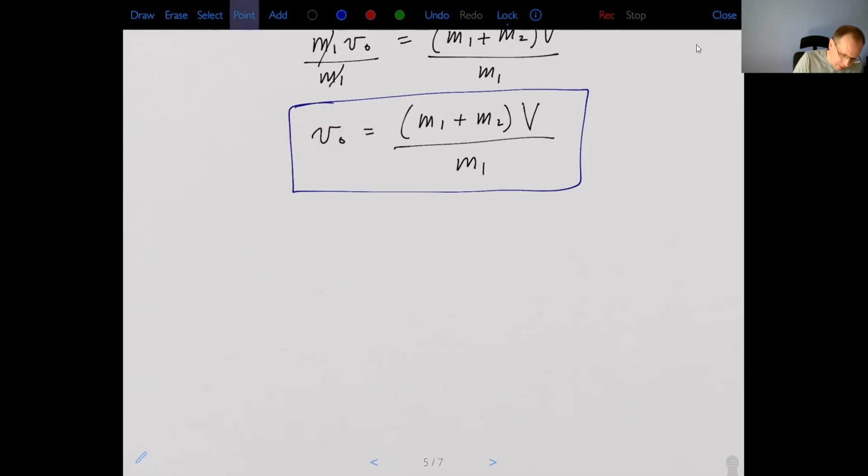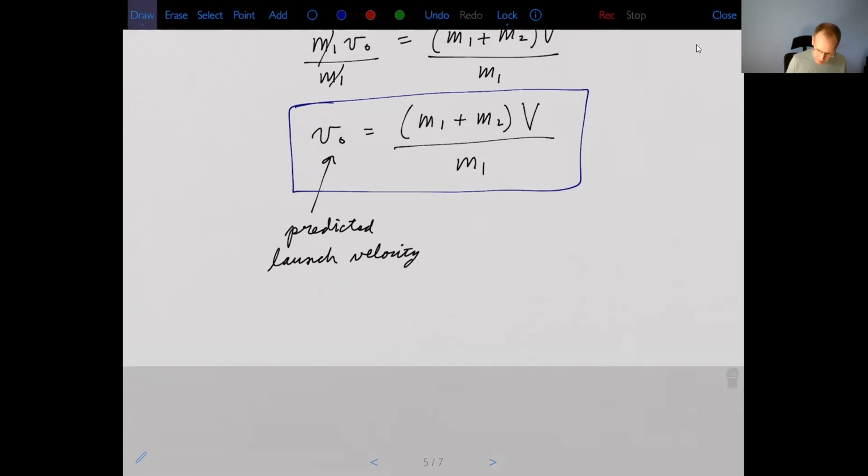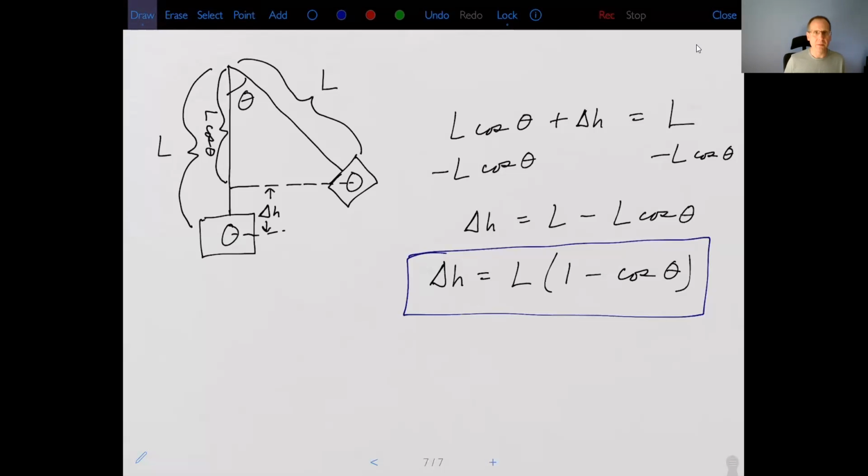Right, so this is going to be like the predicted velocity of the ball. I'll call it launch velocity. So it's predicted by using both conservation of total momentum and conservation of mechanical energy. Okay, so let me go to the handout now.